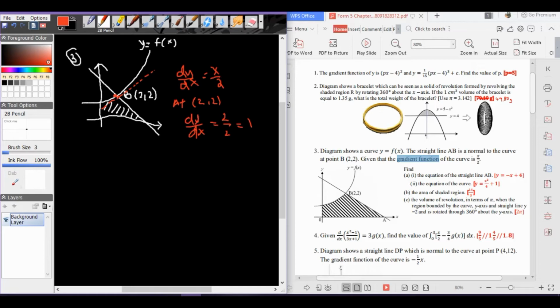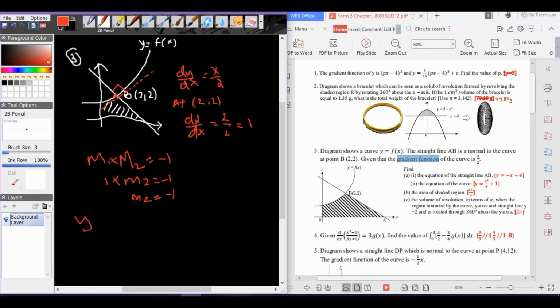Okay, so this tangent is normal to this line AB. So for normal line, we will have gradient 1 times gradient 2 equals to -1. Okay, so let's say this tangent is line 1 and this normal line is line 2. Then you will have 1 multiplied with gradient 2 equals to -1. So gradient 2 equals to -1 over 1, which is -1. So that means the gradient of this normal line is -1.